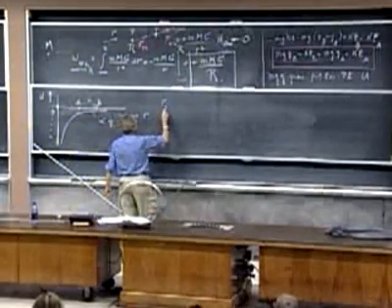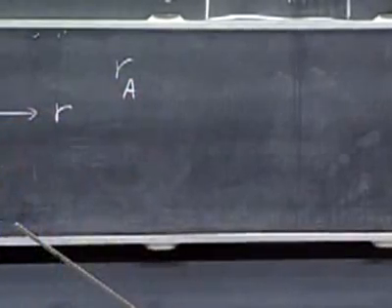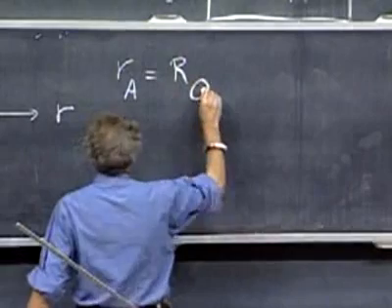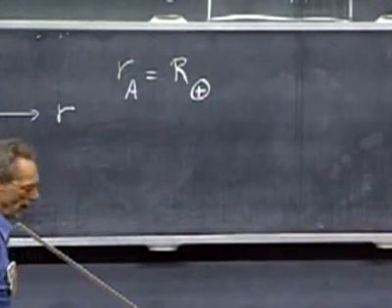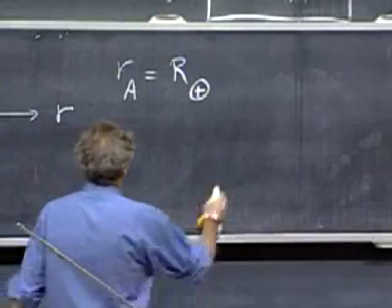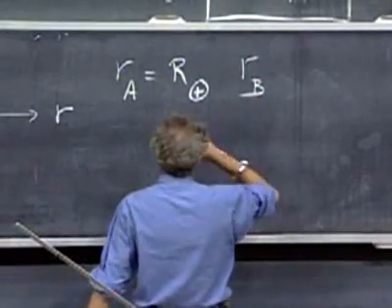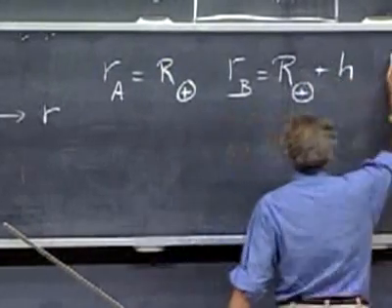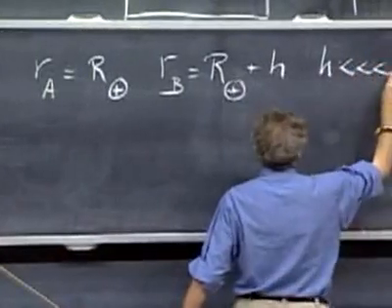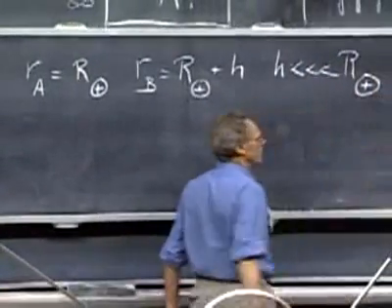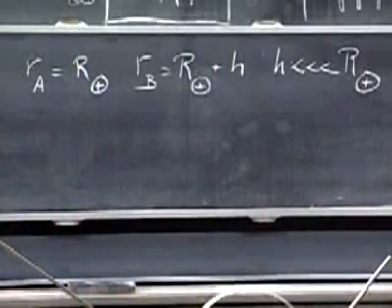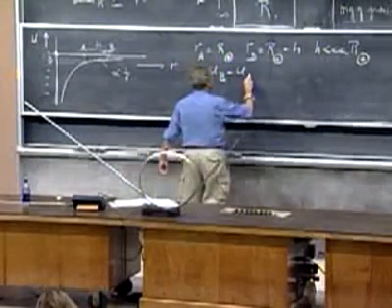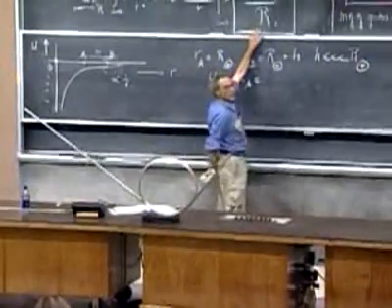Take a point A in space, which is at a distance r from the center of the Earth. I start at the surface of the Earth itself, so the radius is the radius of the Earth. And I go to point B, which is a little bit further away from the center of the Earth, only a distance h. And h is way, way, way smaller than the radius of the Earth. So I can calculate now what the difference in potential energy is between point B and point A. And I can use, and I should use, this equation.